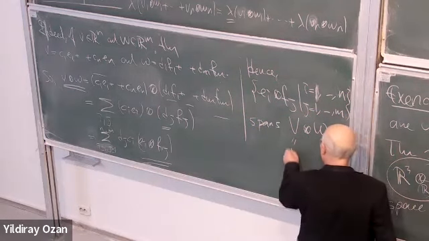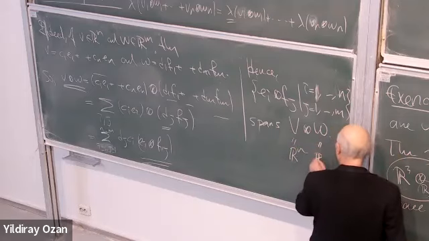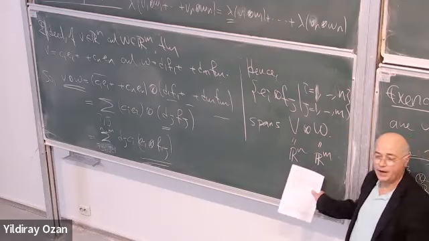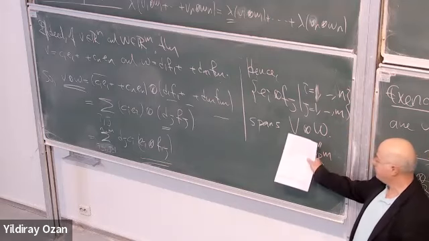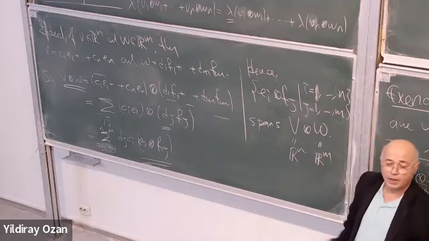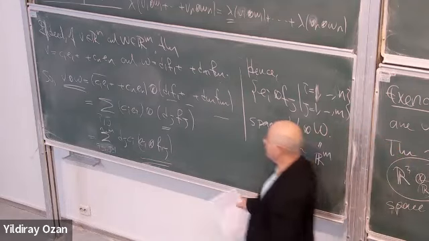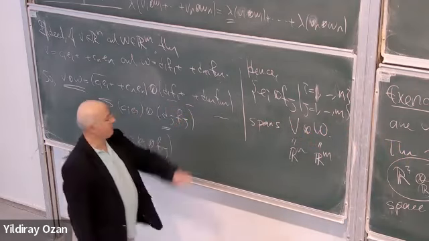or R^n tensor R^m. Of course, this is true not just for R^n and R^m, it is true for any vector spaces V and W, if the bases of these are given, like this one, e_1 to e_n, f_1 to f_m.